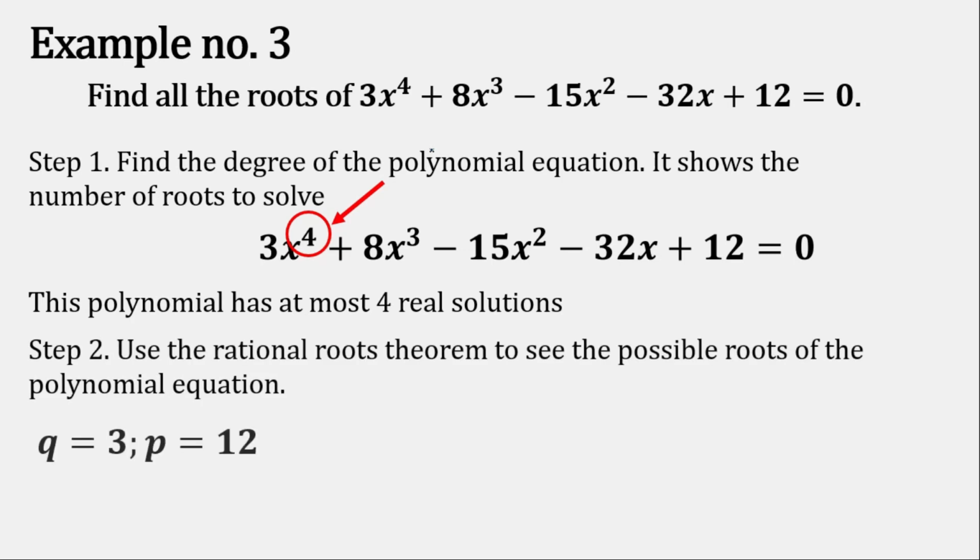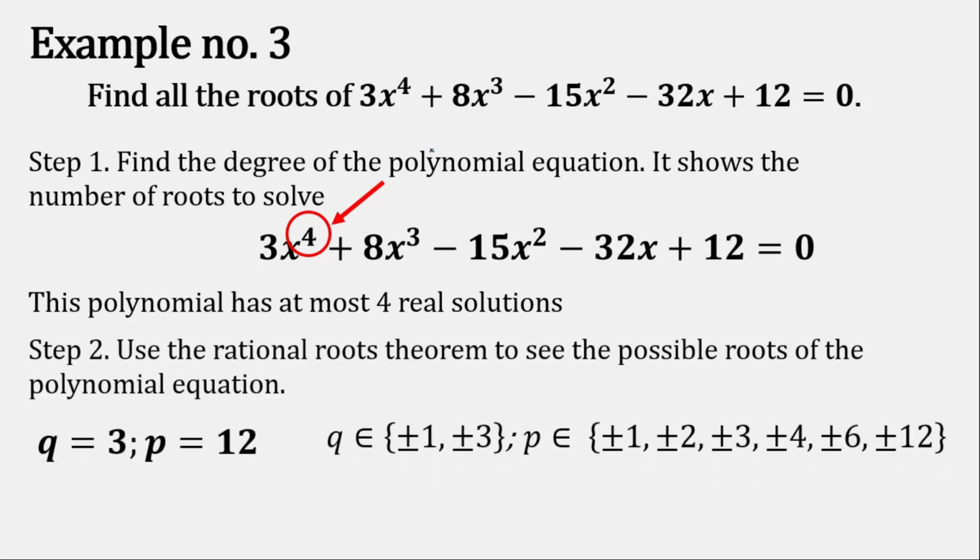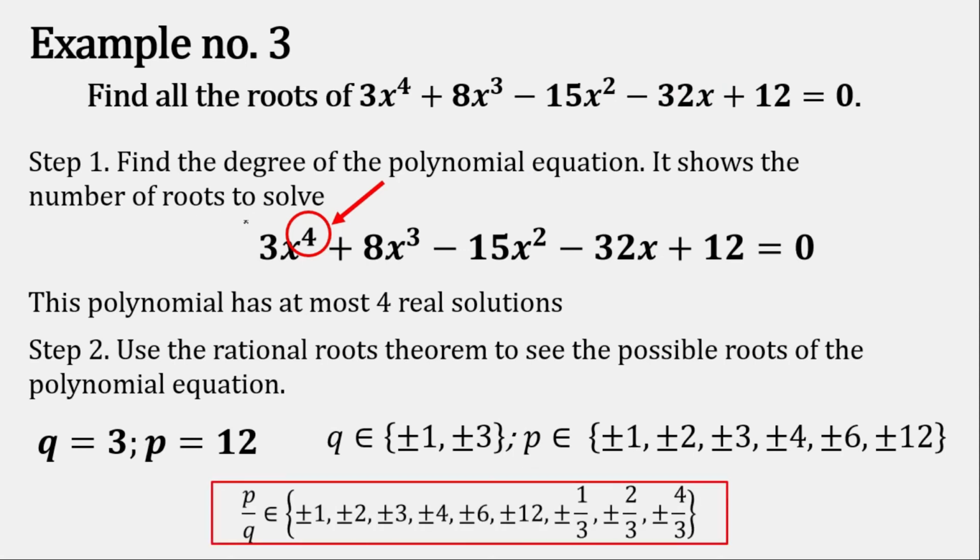Now let's get its possible roots, or the number of possible roots. To get the number of possible roots, you need to know the factors of the constant term, the n raised to 0, and the factors of the leading coefficient. After you get the factors of that, the factors of p are these, and the factors of q are these. Now all you have to do is p over q. So let's start with 1.